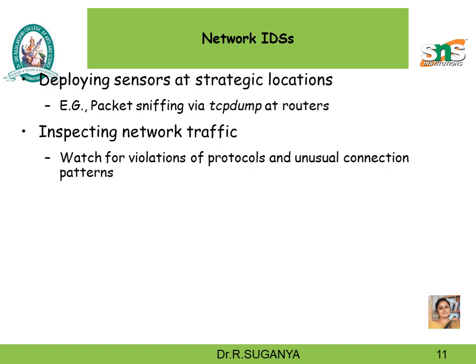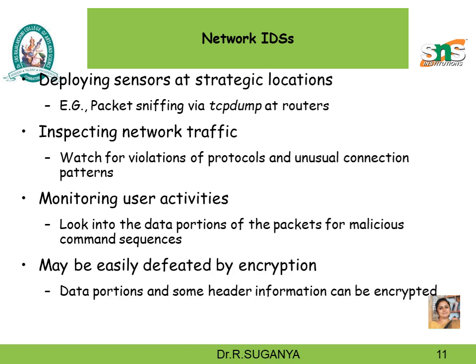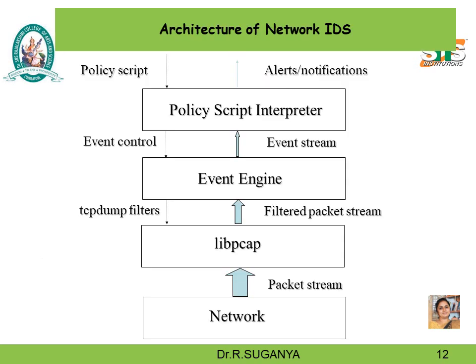Network IDS deploys sensors at strategic locations, with packet sniffing via TCP dump at routers. It inspects the network traffic, watching for violations of protocols and unusual connection patterns. Monitoring user activities means looking into the data portions of the packets for malicious command sequences. It may be easily defeated by encryption. Data portions and some header information can be encrypted. Other problems exist. Architecture of a network IDS: we have the policy script, event control and TCP dump filters, like the policy script interpreter, event engine and libpcap, and the network.